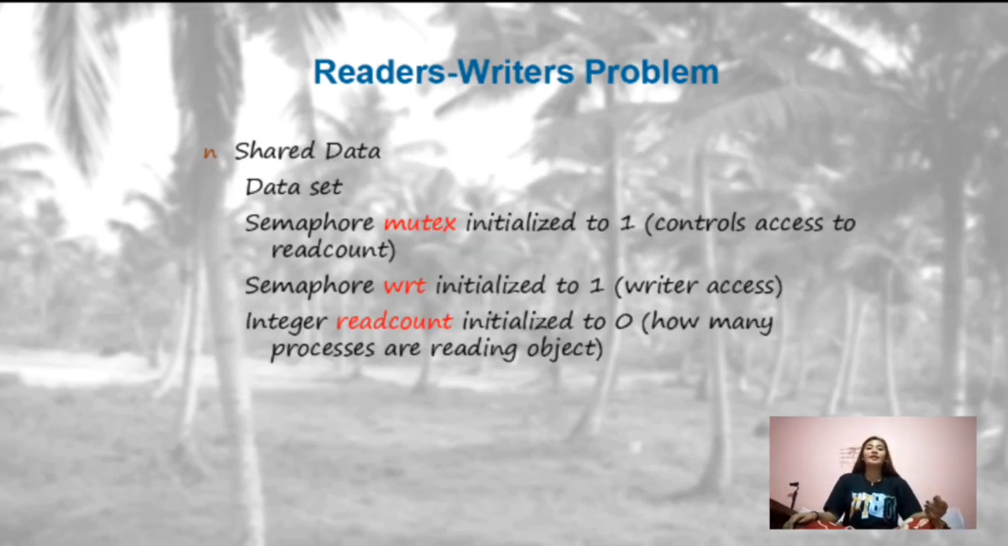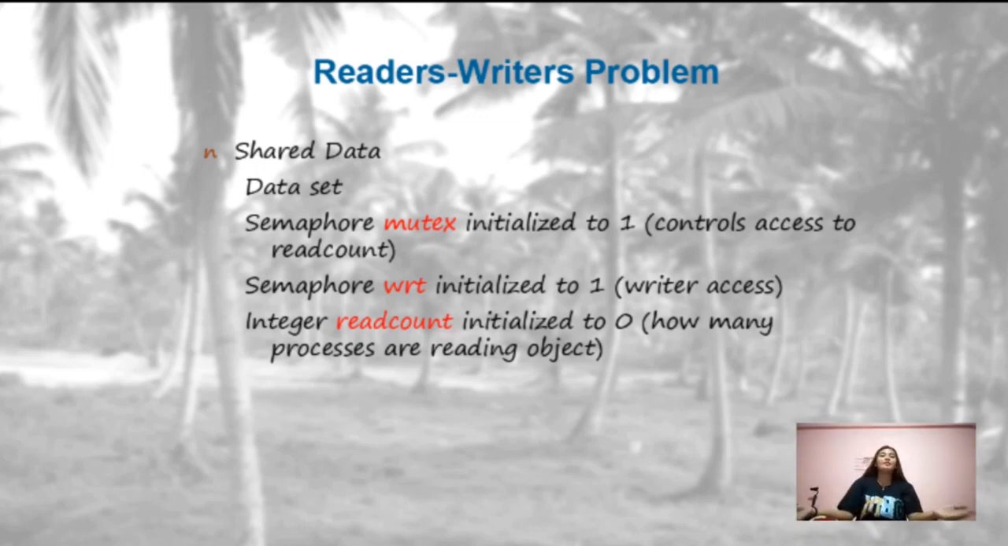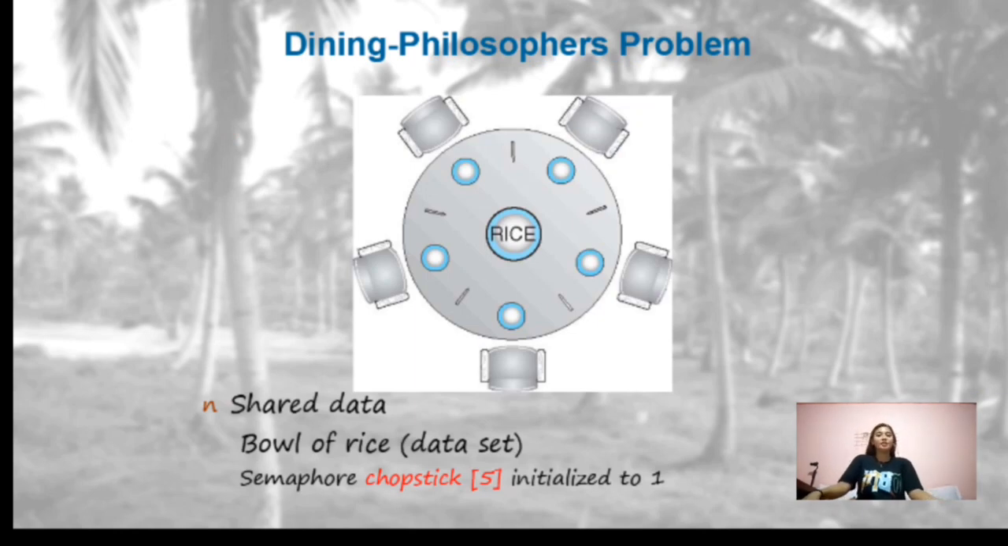The shared data: the data sets, semaphore mutex initialized to 1 that controls access to read count, and semaphore wrt initialized to 1, which is the writer access, and integer read count initialized to 0, which is how many processes are reading the object. The example of the readers-writers problem relates to an object such as a file that is shared between multiple processes. Some of these processes are readers and they only want to read the data from the object, and some of the processes are writers and they also want to write into the object.